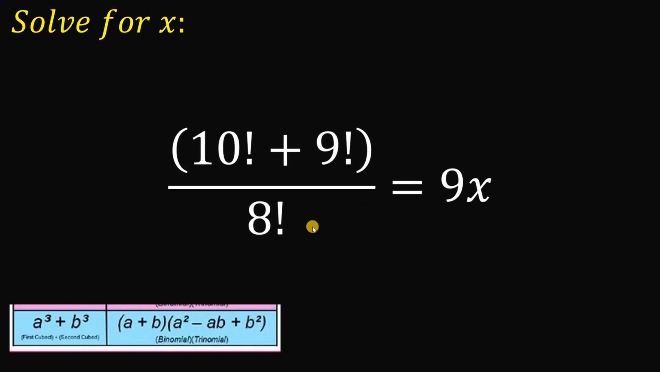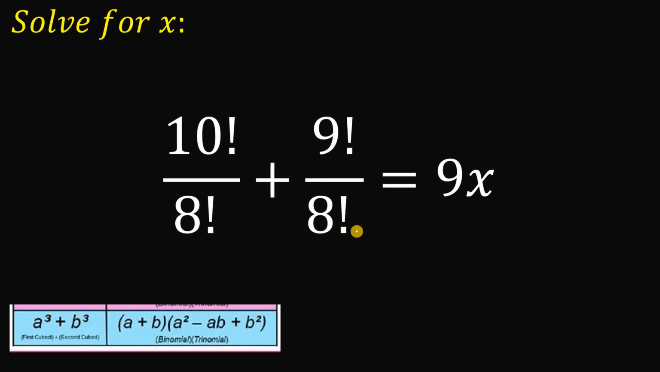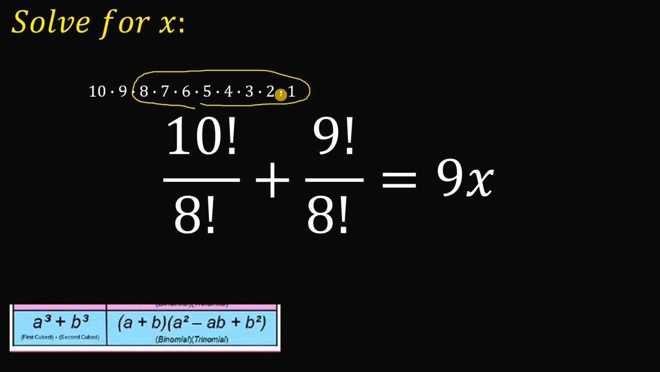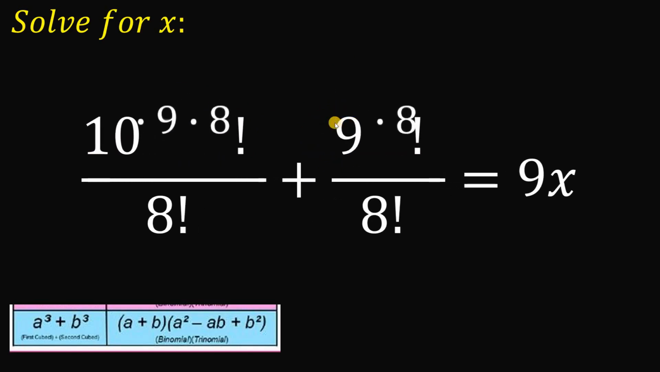Now let's focus on this result. And we can split this as 10 factorial over 8 factorial plus 9 factorial over 8 factorial. Now we will use the concept of factorial. We know 10 factorial is just 10 times 9 until 1. And if we focus on this factor, 8 times 7 times 6 times 5 times 4 times 3 times 2 times 1, this is just 8 factorial. So 10 factorial, we can rewrite as 10 times 9 times 8 factorial. So we can rewrite 9 factorial as follows. We have 9 times 8 factorial. So we can replace 10 factorial and 9 factorial by their equivalents like this.